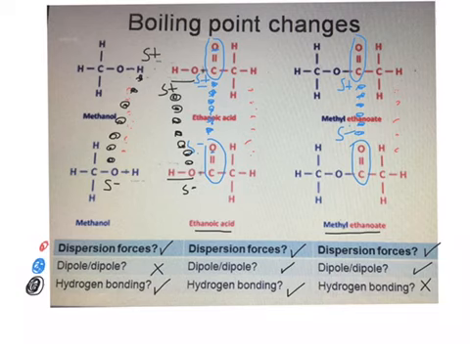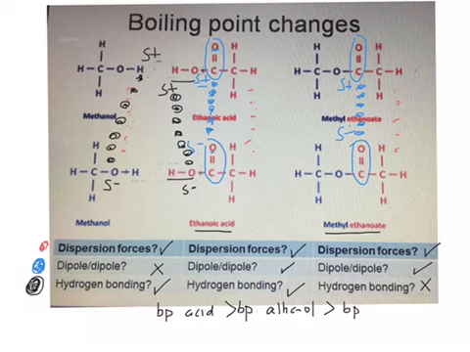So that means that we'd expect the boiling point of our acid to be greater than the boiling point of our alkanol, and the smallest boiling point we expect to be the ester, because it has fewer types of attractions between molecules.